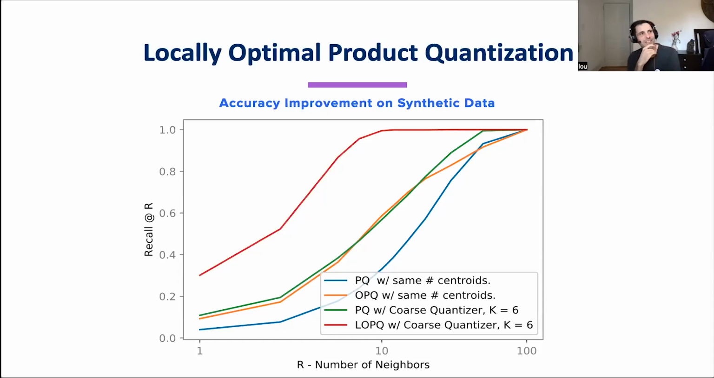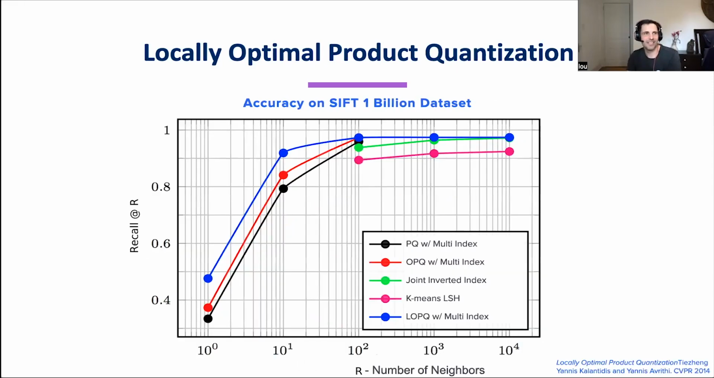So if you compare locally optimized product quantization to optimized product quantization or product quantization, you can see we get even further accuracy. Our recall at R keeps going up, which is great. And this is a figure from the paper. So that was pretty exciting.